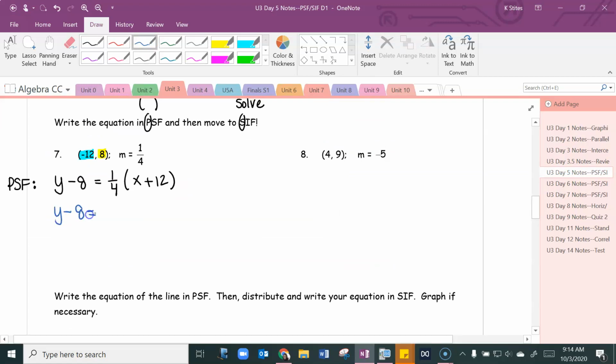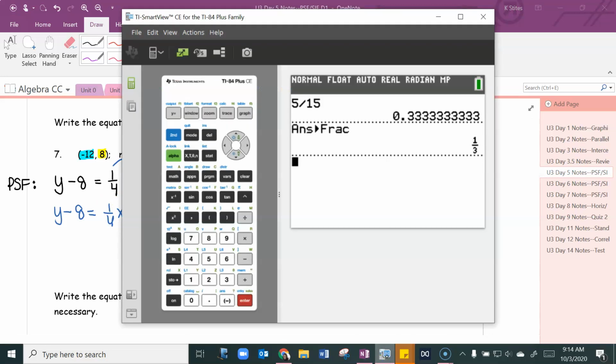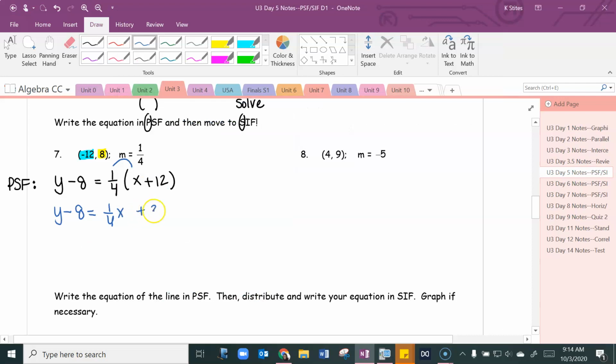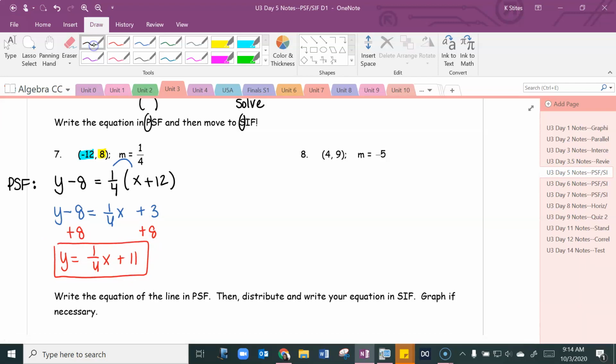Start with the distributing. 1/4 times x is 1/4 x, and 1/4 times 12 is just a 3. Okay, so there's step 1, almost there. We still need to solve for y, so we will add our 8 to both sides. And we'll get y equals 1/4 x. 3 plus 8 is 11. This is now our solved equation, so this is the SIF, slope-intercept form. All right, so again, P for parentheses, S, we have solved it all the way.